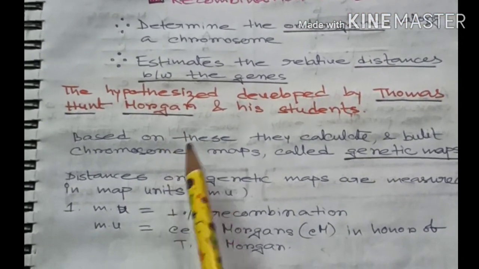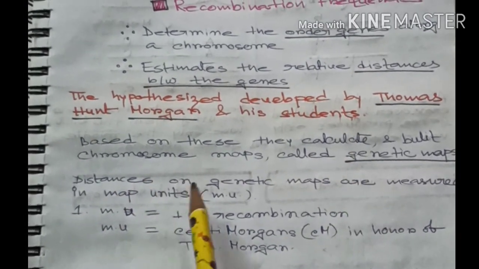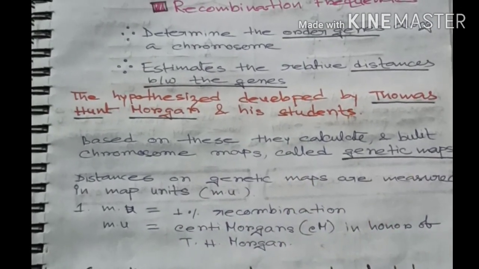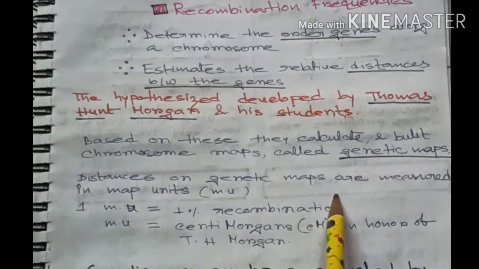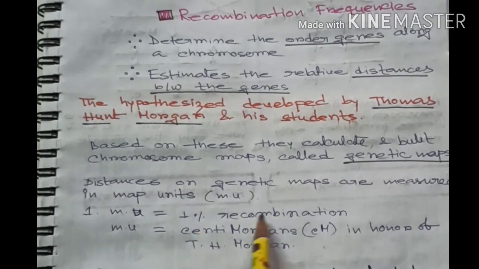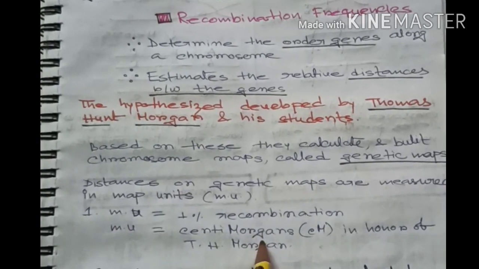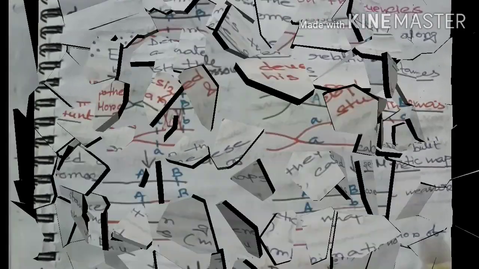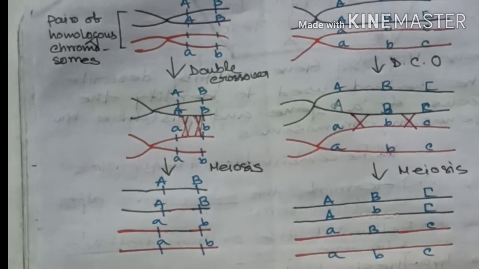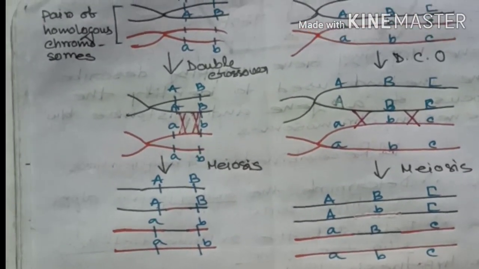This hypothesis was developed by Thomas Hunt Morgan and his students. Based on this, they calculated and built chromosome maps called genetic maps. Distances on genetic maps are measured in map units. One map unit is equal to one percent recombination frequency, and a map unit is also called a centimorgan in honor of T.H. Morgan.